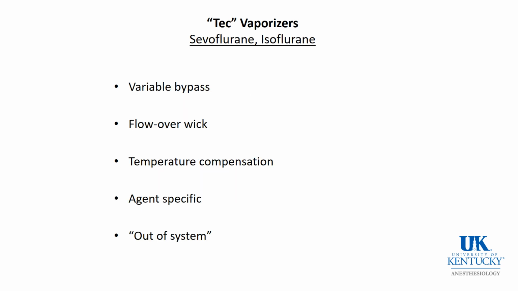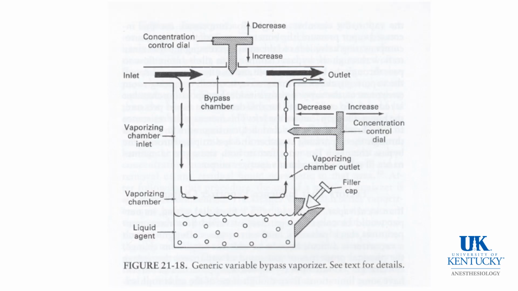The Tec vaporizers, which are currently used for sevoflurane and isoflurane, but in the past were used for halothane and enflurane and all the other halogenated agents, are described as variable bypass, flow over wick, temperature compensated, agent specific, out of system vaporizers. And this is a diagram of how these work.